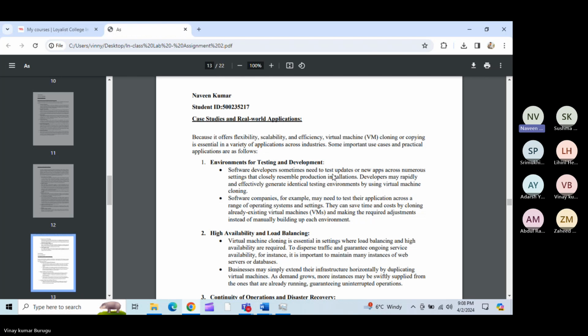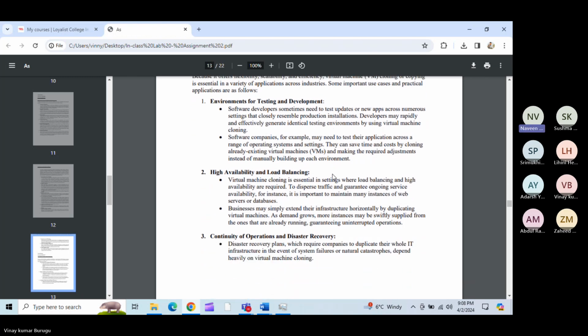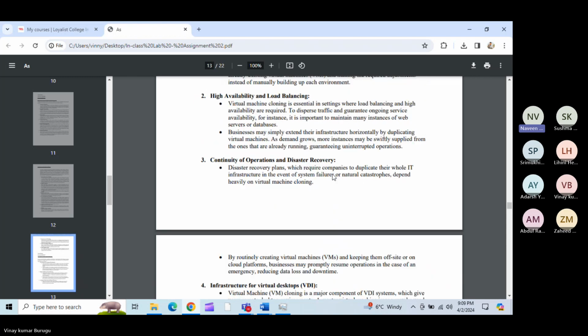And the second one is about high availability and load balancing. It ensures that traffic is distributed across multiple instances of web servers. Also, some companies can quickly expand their infrastructure by duplicating machines, so that there is no interruption when the demand increases.